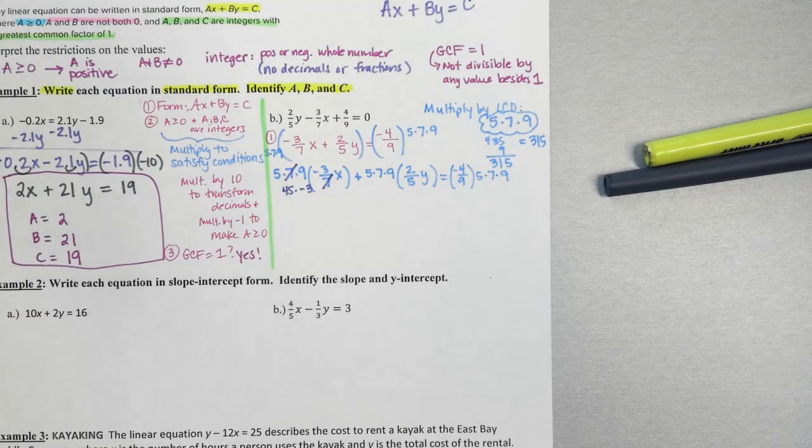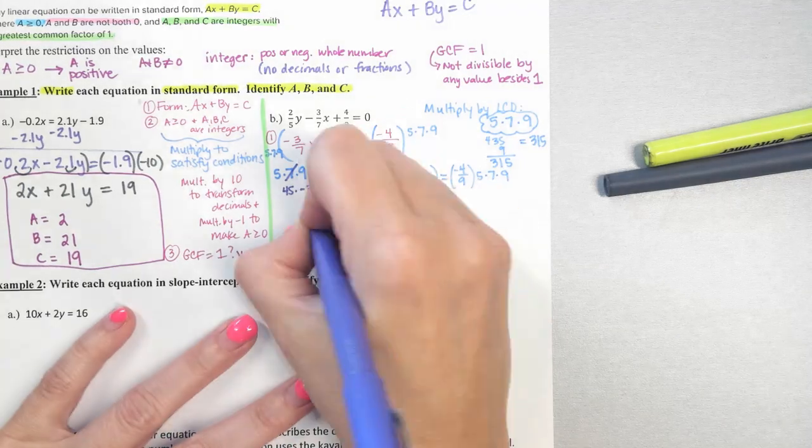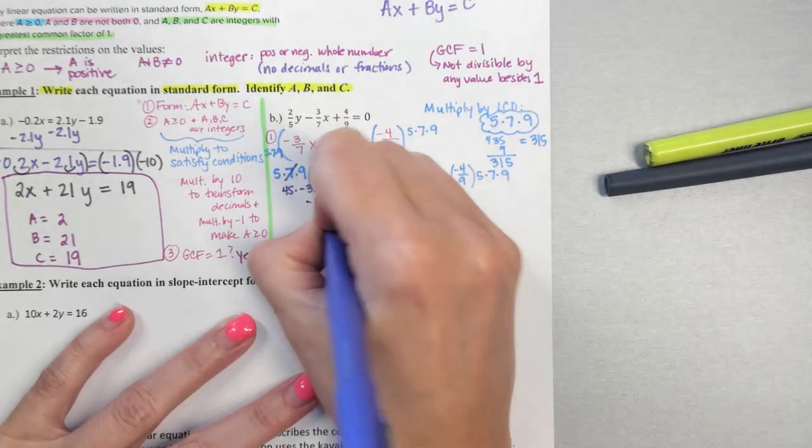Okay, and so to do that, you can just do 45 plus 45, which you probably did a lot in geometry, right, with angles. So 45 and 45 is 90, 90 and 45 is 135, so I have negative 135x.